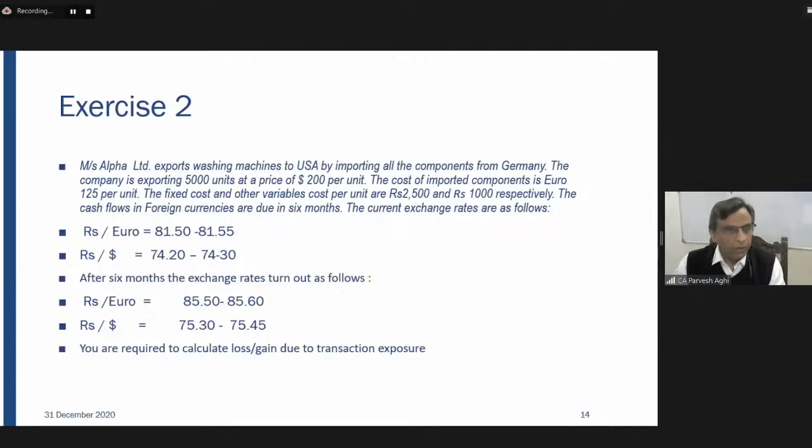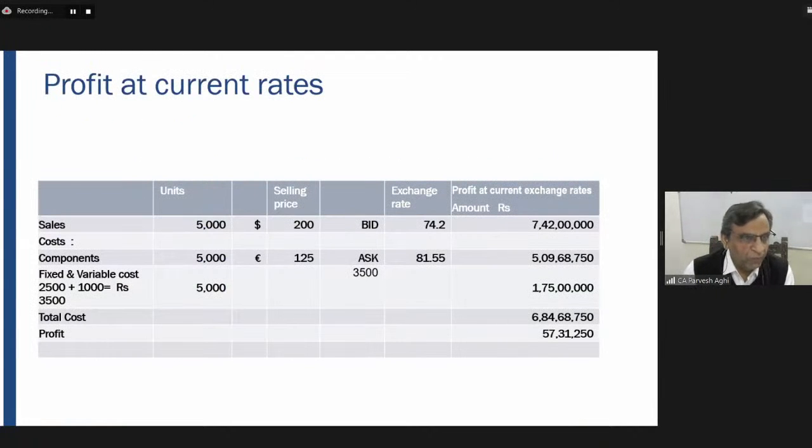Okay. So now I'm just going to show the answer. I think most of you have done. So the profit at the current rates is given. The profit was 57,31,250. You can check your answers. So the answer is on your screen, so you can check the profit, how much he would have made had he got his money immediately at the current rates. So assuming current rates, he would have made a profit of 57,31,250.